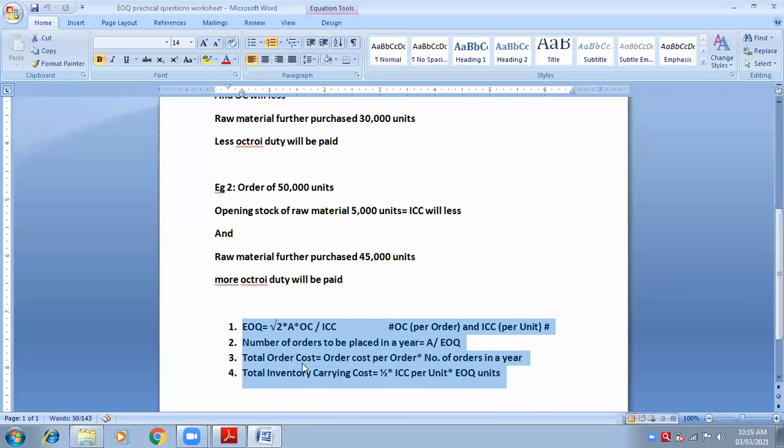Total ordering cost. Now, how do I do it? Because it is always in the form of per order. So, ordering cost per order into number of orders in a year. Okay. And last, total carrying cost. It is always in the form of per unit. So, half into ICC per unit into number of units. But which number of units? EOQ. Yes. Is that now clear with everyone?